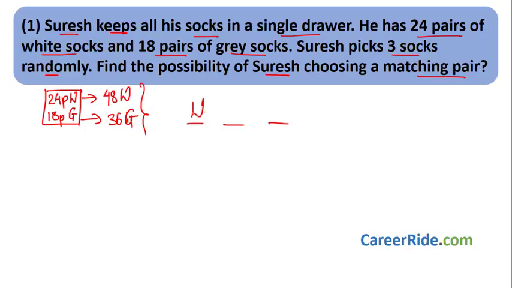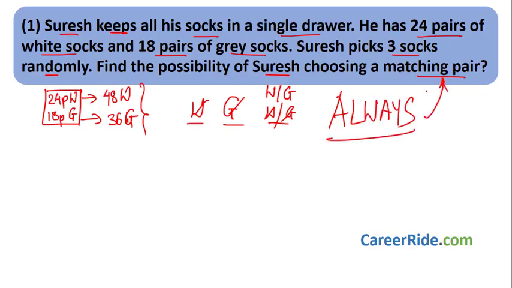Now he closes his eyes again and picks up the second sock. Let it be grey. Now again he closes his eyes and picks another sock. Now the third sock can be white or grey. Say if it is white, we got a matching pair, right? Say if it is grey, still we'll get a matching pair. What does that mean? Whatever 3 socks he picks, we will always get a matching pair. That means that this event will always happen.